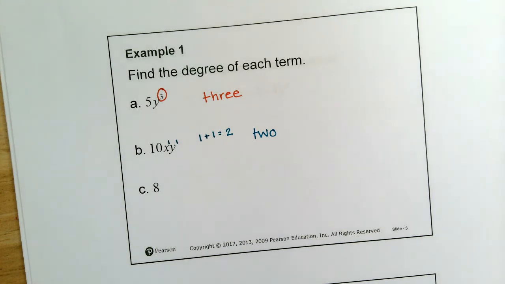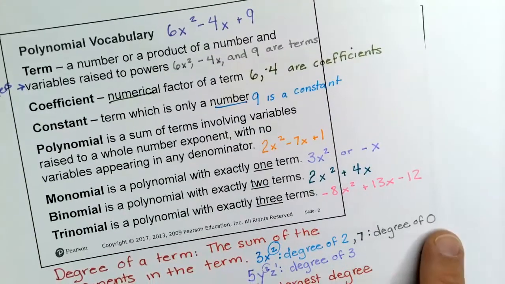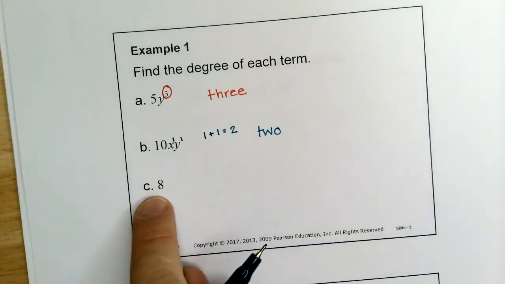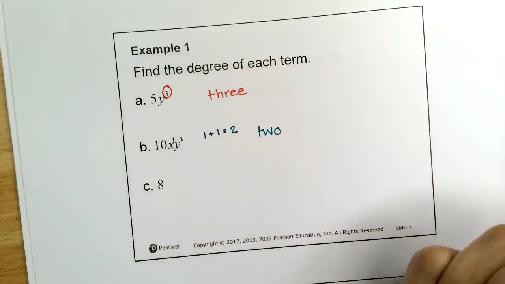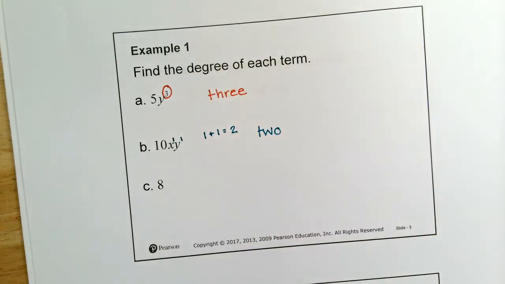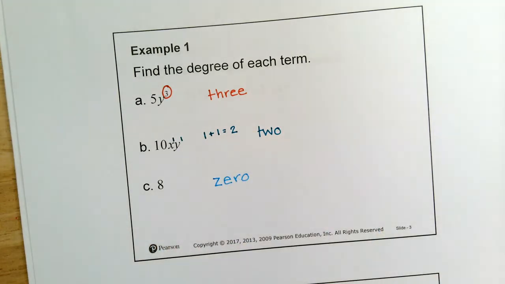All constants have a degree of 0, just like the 7. So if we just have 8, no variables, the variables can't be raised to any degree, so we just say 0. And these were all monomials.